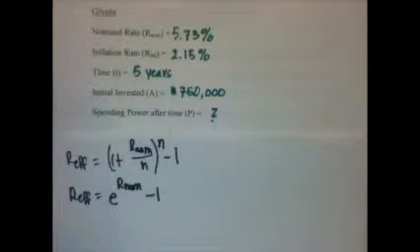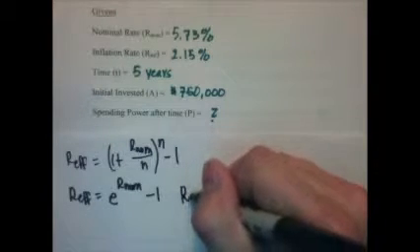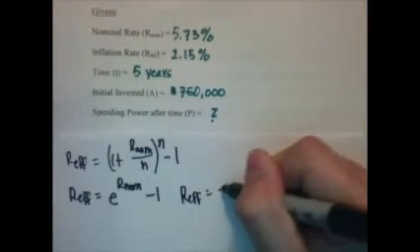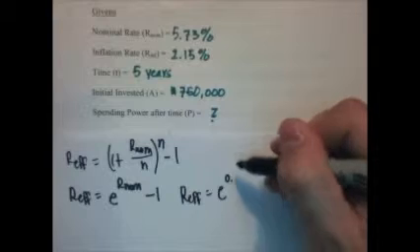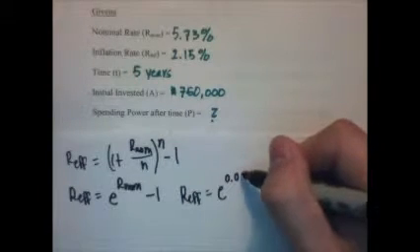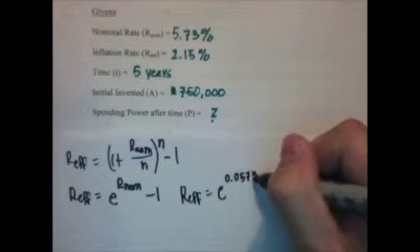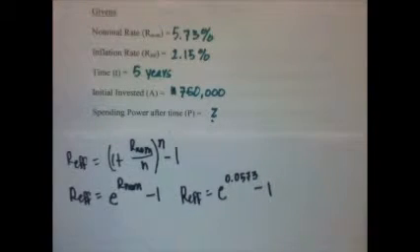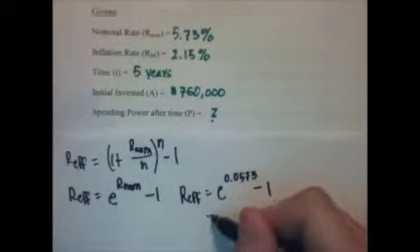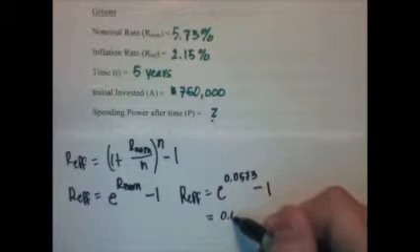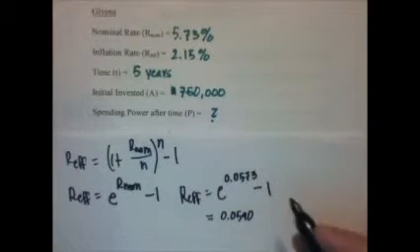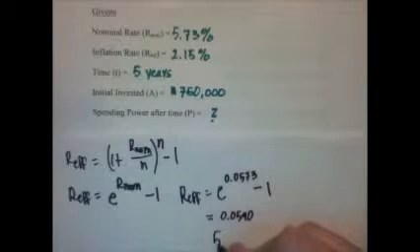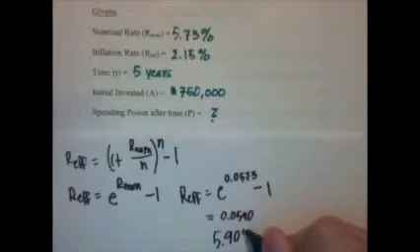One thing to make sure of is that when you put your percentages into the equation, you need to convert them into decimal form. So for the effective interest rate, it equals e to the 0.0573 minus 1. And that equals 0.0590, or 5.90%.